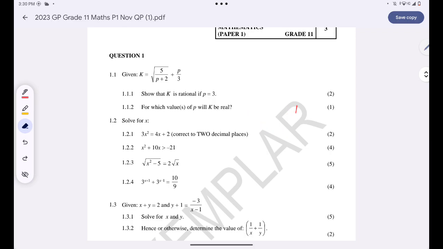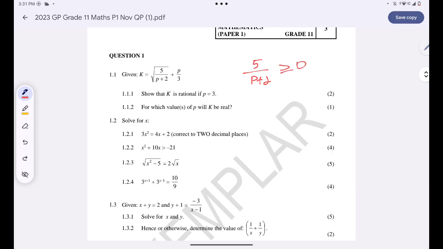Now let's answer the second question. For which values of p will k be real? Okay, we have a square root over here, and k will be real if whatever is inside the square root is greater than or equal to 0.